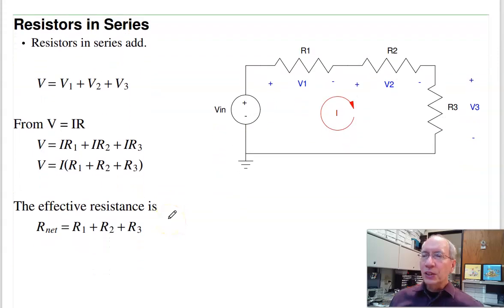Now when I have a resistor circuit, I can simplify it. If I have resistors in series, they add. And one way to see that is conservation of voltage. Vn is V1 plus V2 plus V3. Assuming this current, again the current through R1 has to go through R2, has to go through R3, conservation of current. That says I times R1 plus I times R2 plus I times R3 is V. Pull out the I. V is I times the sum of the resistances. This is the net resistance. So resistors in series add.